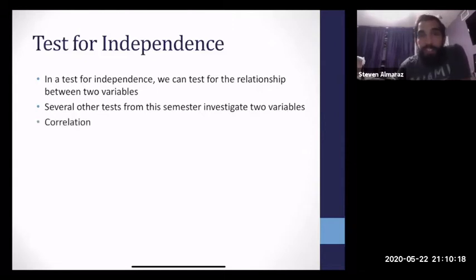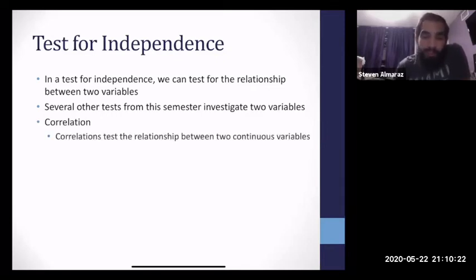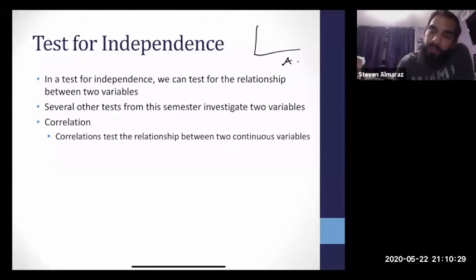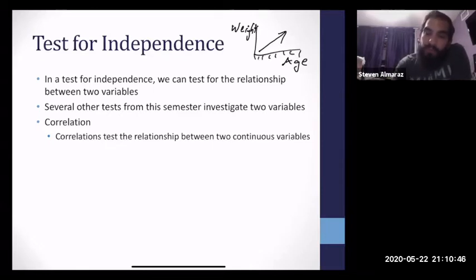One of them we just went over last week. It was correlation. Correlations test the relationship between two continuous variables. Remember, one correlation we looked at a lot was age versus weight. And there was a pretty decently strong positive correlation between those two. But notably, they're both continuous, meaning you can be anywhere along this point for age and anywhere along this point for weight.